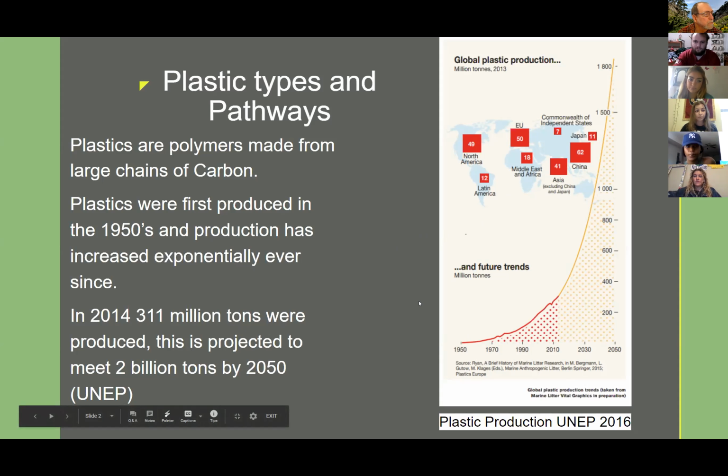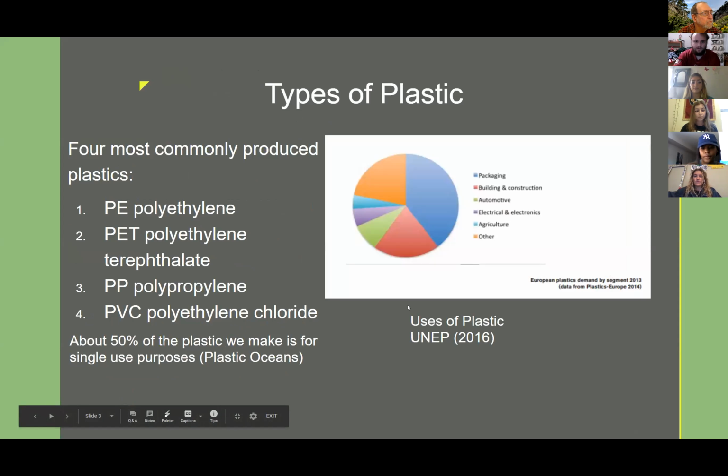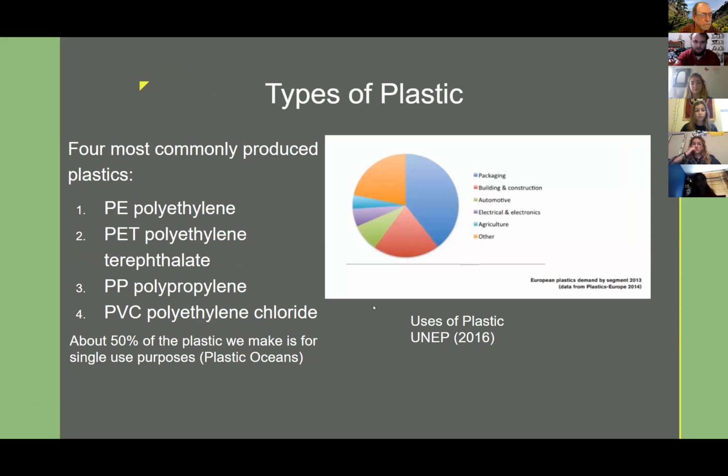You can see this here in this graph. The next thing is the types of plastic. The most common type of plastic produced is polyethylene, which is important. You might want to remember that later. The second most produced is polyethylene terephthalate. The third is polypropylene, and the fourth is polyvinyl chloride, or PVC. You can see in this graph all the different ways that we use plastic. But the most important thing to take away from this is that about 50% of the plastic that we make is for single-use purposes.